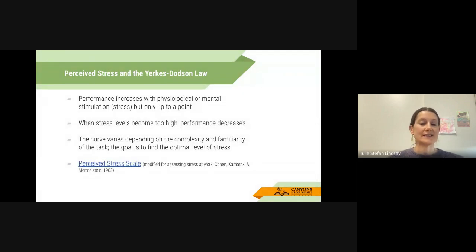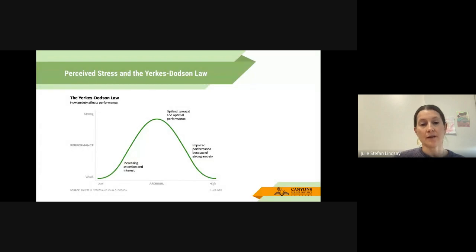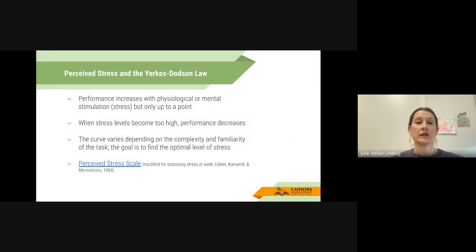So what it says is that we want that certain amount of stimulation or stress, but just up to a point, because our performance will decrease if we are falling too far into those high stress levels. The curve of this model will definitely depend on the complexity of the task we're asked to do and our familiarity. So if we know something really well, that curve is going to look different than if we're tackling something new.